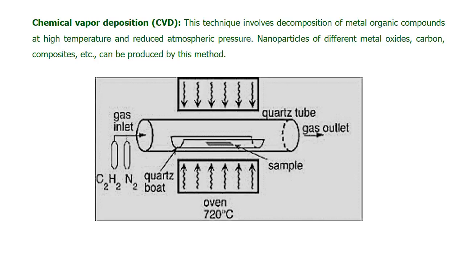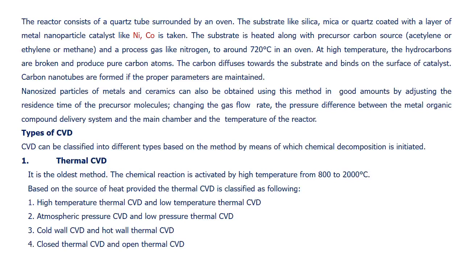So what happens at the temperature of 720 degrees Celsius and at the given pressure is that they vaporize and start condensing out, and the condensing carbon is deposited on the silica metallic particle, with the presence of nickel and cobalt as catalyst. The reactor consists of quartz tubes surrounded by an oven. The substrate like silica, mica, quartz coated with a layer of metal nanoparticles like nickel, cobalt is taken, so they act as the catalyst, right?